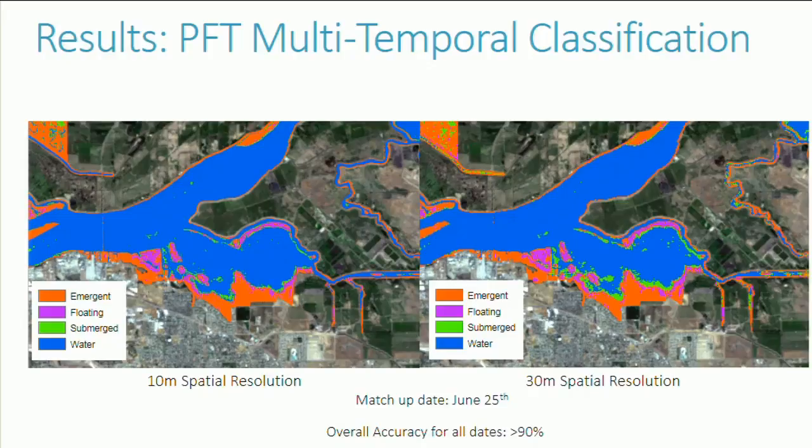As you can see, there's quite a bit of overestimation going on in the 30-meter spatial resolution, particularly with the submerged aquatic vegetation. But overall, they do share very similar patterns, which is very encouraging. I was able to achieve an overall accuracy of 90% for all dates, with the exception of the SAV in the beginning of the season. It was a bit lower just because there isn't as much.